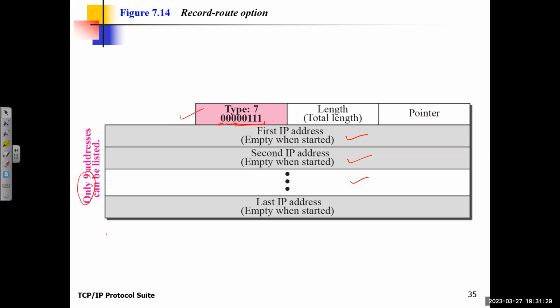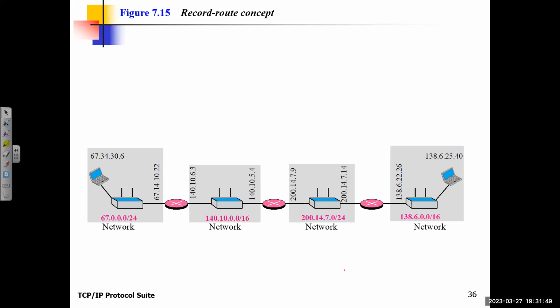Why it's only one IP address? Because the length for each row is only 32. That's correct. And what is the size of any IP address? It's 32. So that's why you can only list one IP, one IP, one IP, up to 9 IP addresses. You cannot add more. All right, so that's an example.